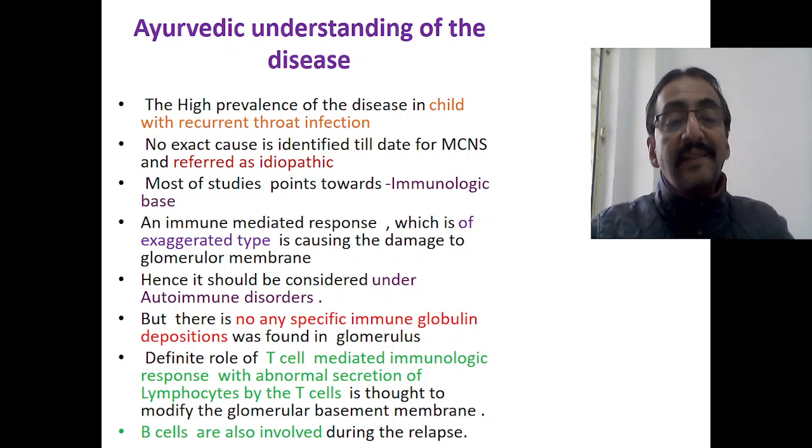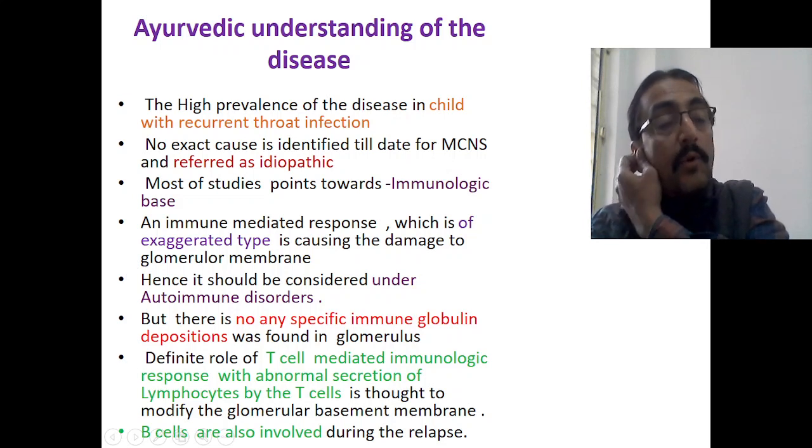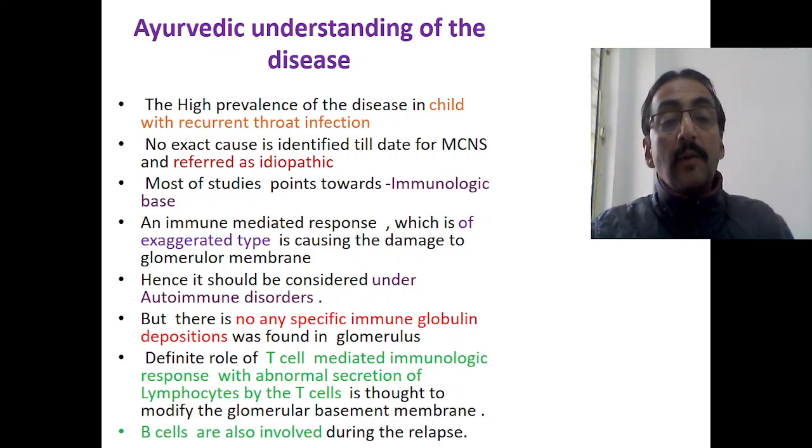A definite role of T cell mediated immunological response, with abnormal secretion of lymphocytes by the T cells, is thought to modify the glomerular basement membrane. B cells are also involved during the relapse.